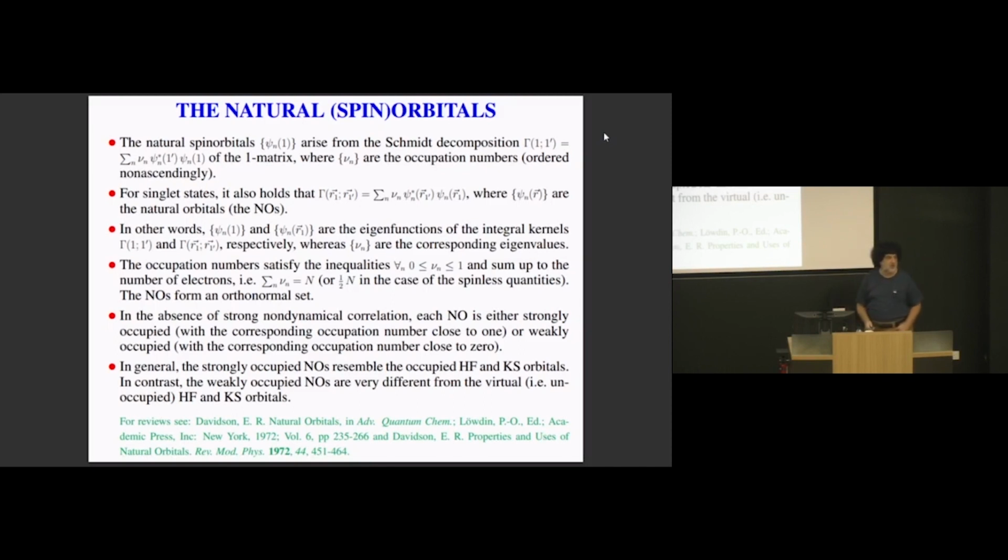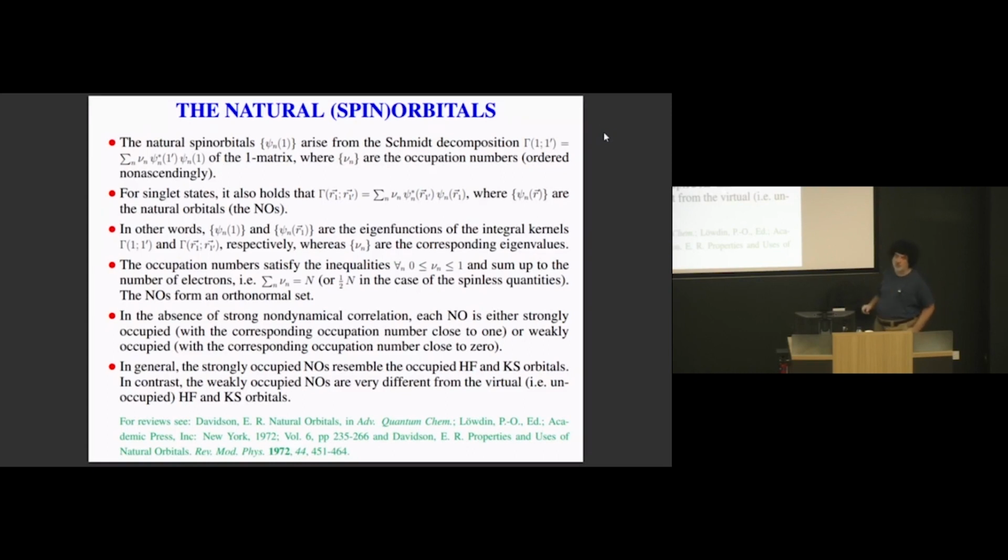Now, because we are talking about fermionic systems, all the occupation numbers are between 0 and 1, and of course they have to sum up to a proper number of electrons, depending on whether we are summing over spins, n, or half n in case of spinless quantities for a singlet state.